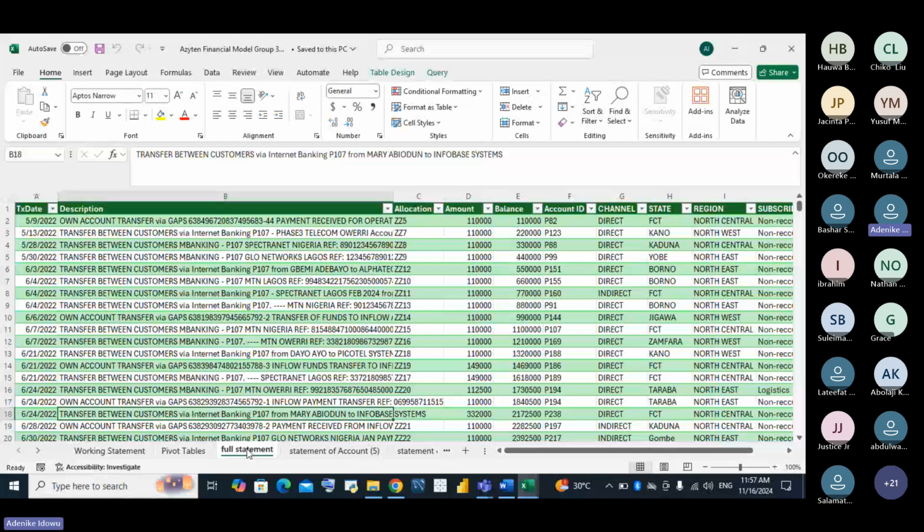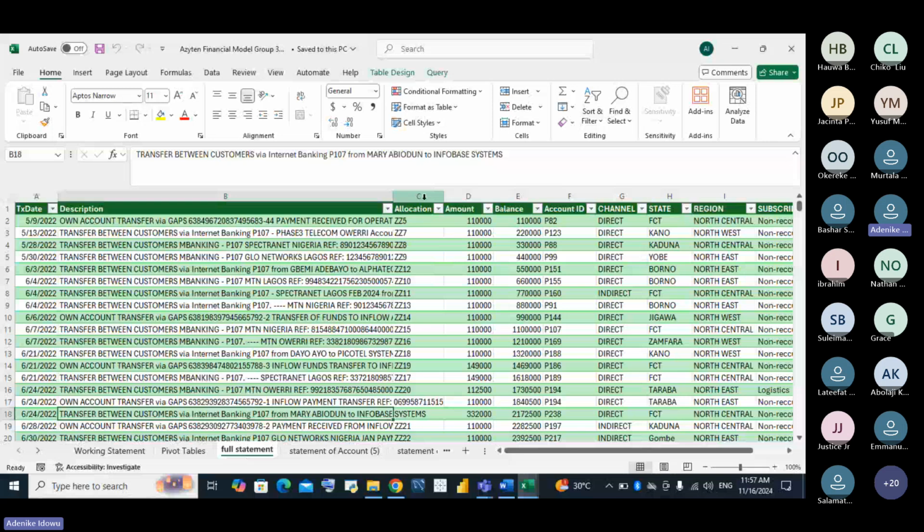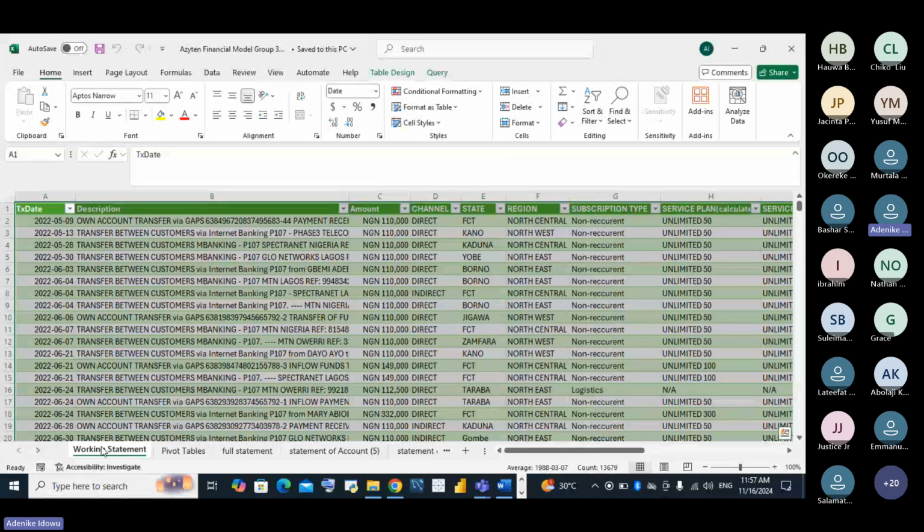After we appended everything, we gathered everything into the full statement. This is the full statement. However, we continued doing the rest of the work using Excel formulas. From the full statement of account, we removed the allocation column and the balance column. So we have this working statement. That's the one we used for our analysis, our pivot tables and the summary.